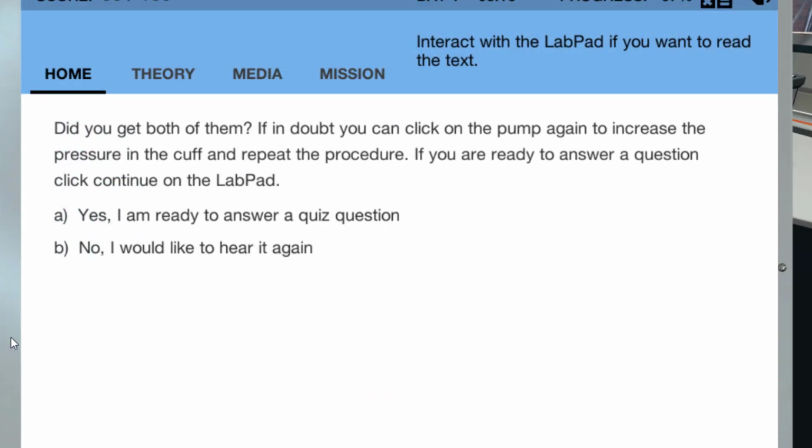Did you get both of them? If in doubt you can click on the pump again to increase the pressure in the cuff and repeat the procedure.